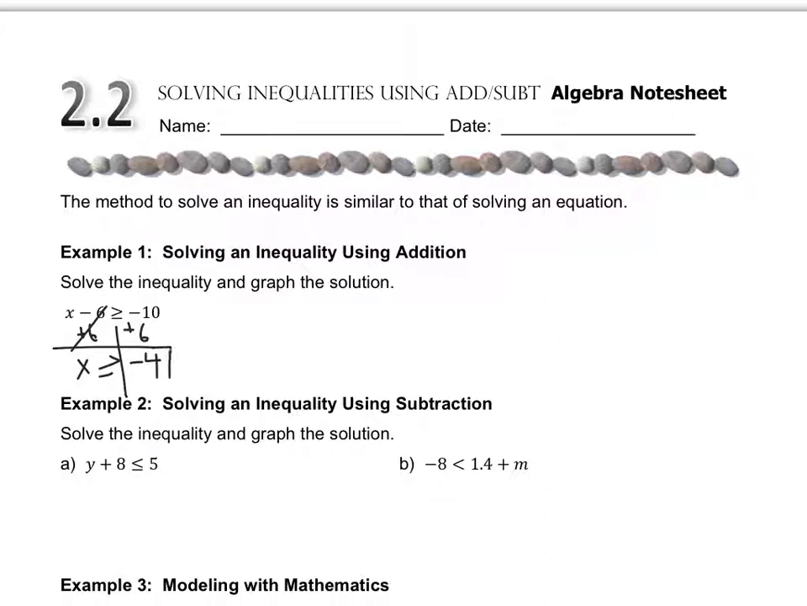Okay? It also says to graph the solution, so let's just make a quick little number line. We put -4 at the middle. Since we're allowed to be equal to -4, we're going to color it in, nice and dark. And then we're greater than -4, so we're going to go to the right because that's where all the numbers that are greater than -4 are.